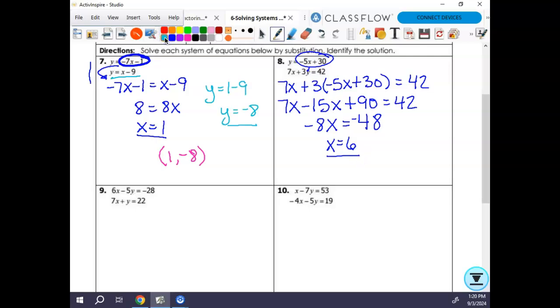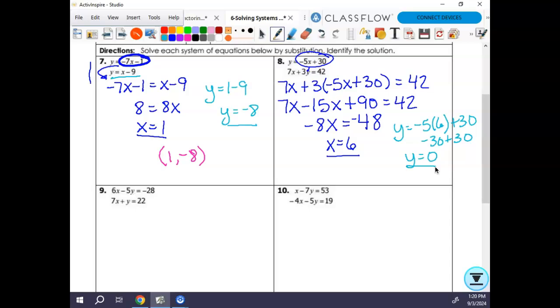Then I substitute it back in. Which one do you want to substitute it into? The first one. So y equals negative 5 times 6 plus 30. So that's negative 30 plus 30. So what does y equal? 0. And a 0 is an okay answer. That's why we did this one.